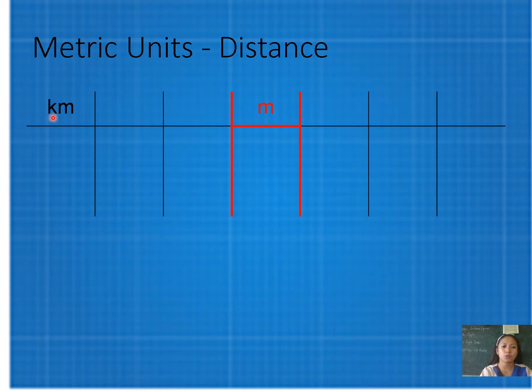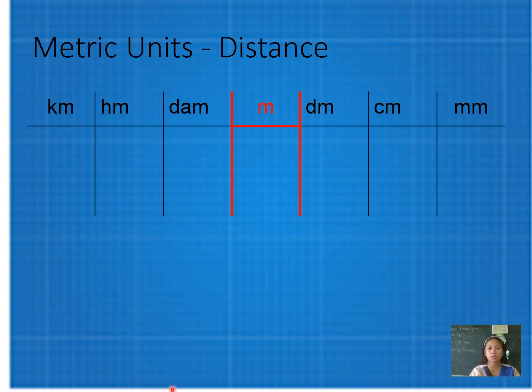So we have also another unit which is the kilometer. For kilometer, this is a bigger unit, so we will put kilometer to the left of meter. Remember that the relationship between kilometers and meters is that 1 kilometer is equivalent to 1,000 meters. So that's 10 to the power of 3. That's why we have this 1, 2, and 3.